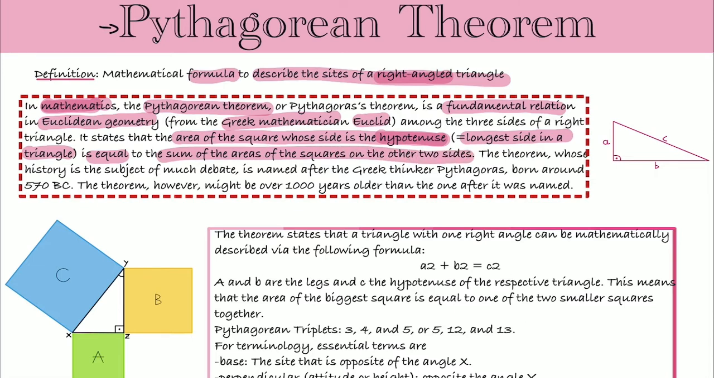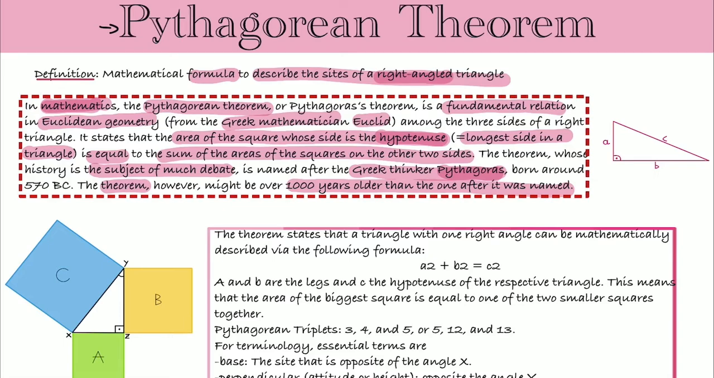This sounds, well, maybe not really understandable, but we'll look at some graphical depictions and then I'm sure you'll understand what I'm talking about. The theorem itself is actually a subject of much debate because it was named after the Greek thinker Pythagoras, obviously. But the theorem might actually be 1,000 years older than the person it was named after.